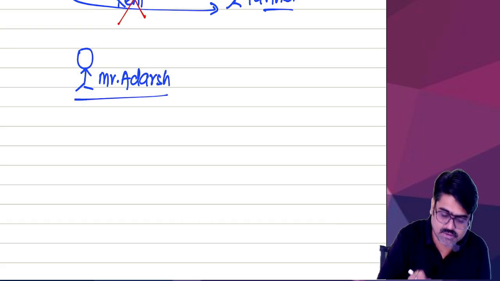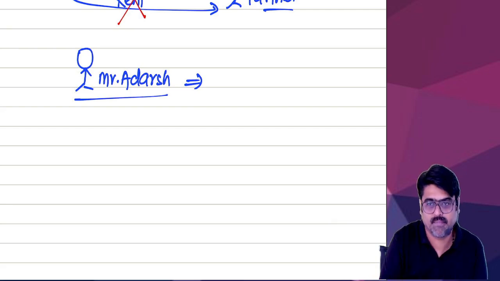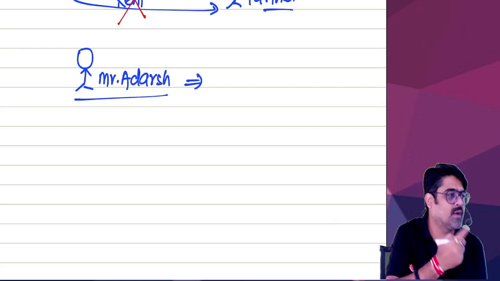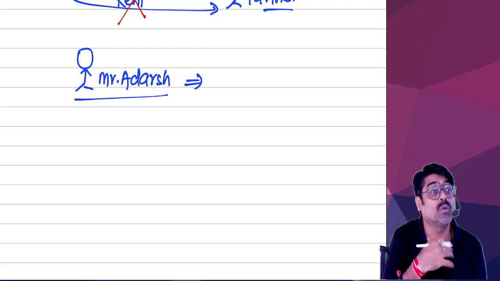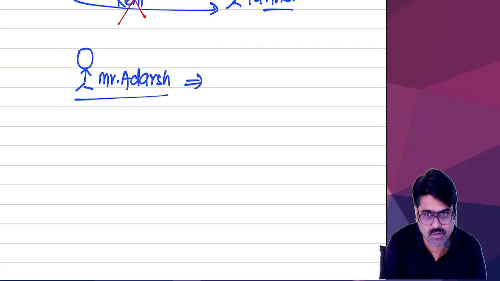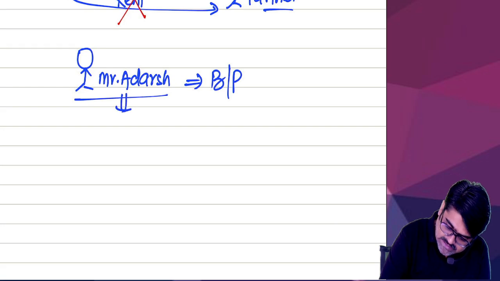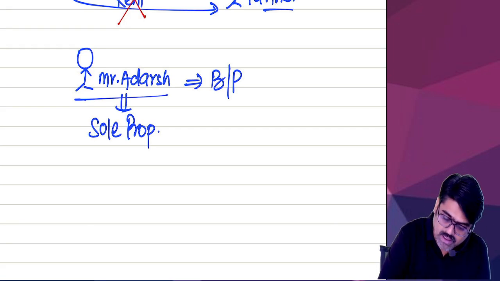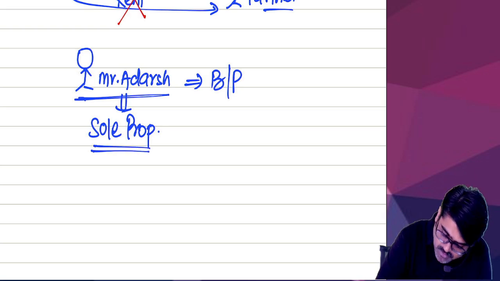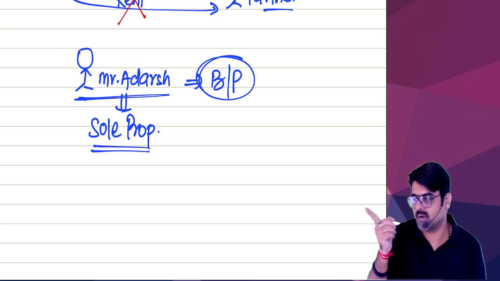So this is Adarsh. Adarsh is running a shop on his own name. Can I say that the shop which he is running on his own name, where he is doing business, is a sole proprietary business? Yes or no? So Adarsh is doing a business or profession, and Adarsh is the sole proprietor. Possible, not possible? There is only one owner of this business or profession.